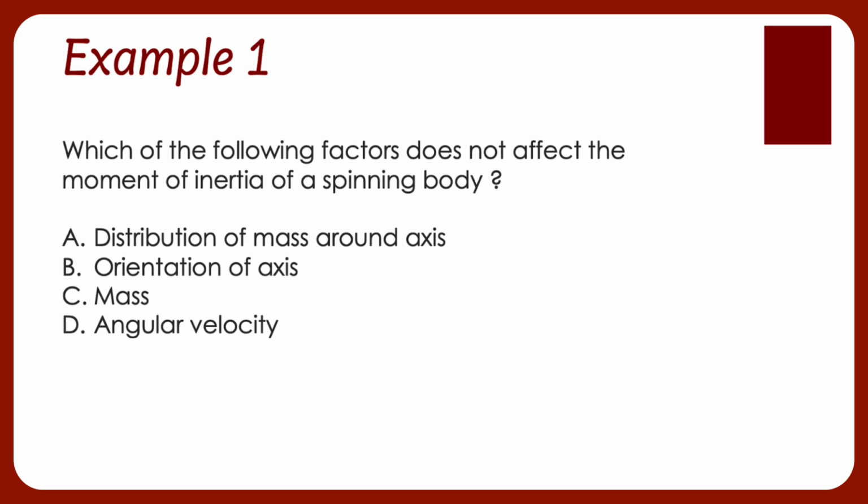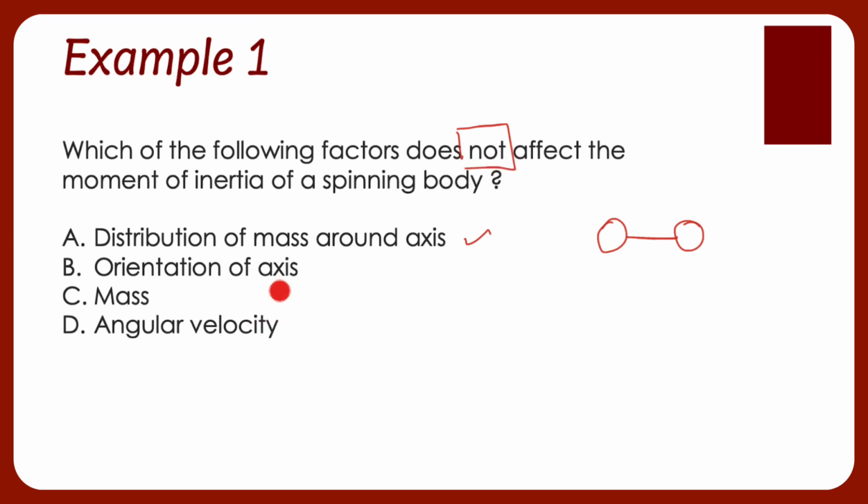Okay, so let's do an example. Example 1. Which of the following factors does not affect the moment of inertia of a spinning body? Now, if you remember the examples I gave you, we did this one here, and we actually calculated the moment of inertia. The distribution of mass is definitely going to affect the moment of inertia. But remember, we're looking for not.